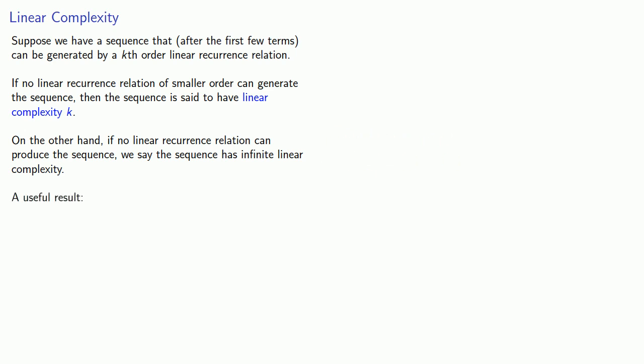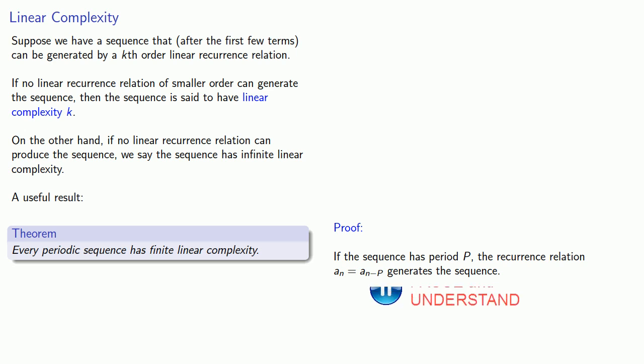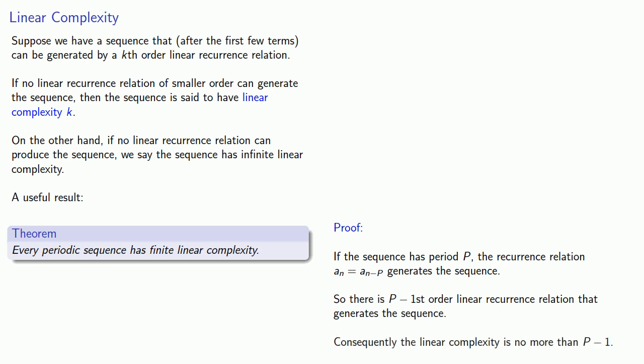A useful result in all of this is that every periodic sequence has finite linear complexity. The proof is actually pretty trivial. If the sequence has period p, the recurrence relation a_n = a_(n-p), the pth term before n, generates the sequence. So there's at least one (p minus 1)th order linear recurrence relation that generates the sequence, and consequently the linear complexity is no more than p minus 1.